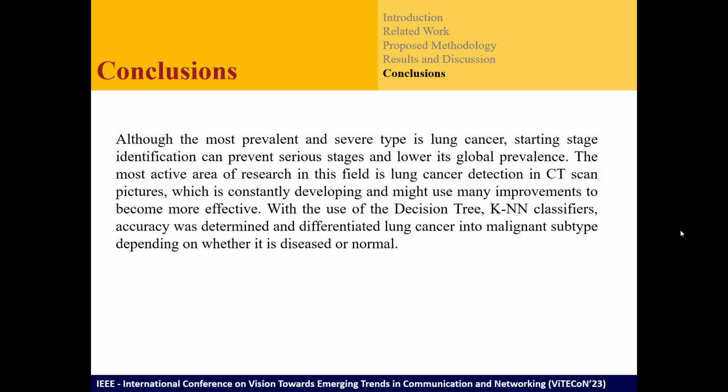Conclusion. Although lung cancer is the most prevalent and severe type of cancer, starting stage identification can prevent serious stages and lower its global prevalence. The most active area of research in this field is lung cancer detection in CT scan pictures, which is constantly developing and might use many improvements to become more effective. With the use of decision tree and KNN classifiers, accuracy was determined and lung cancer was differentiated into malignant subtype depending on whether it is diseased or normal.